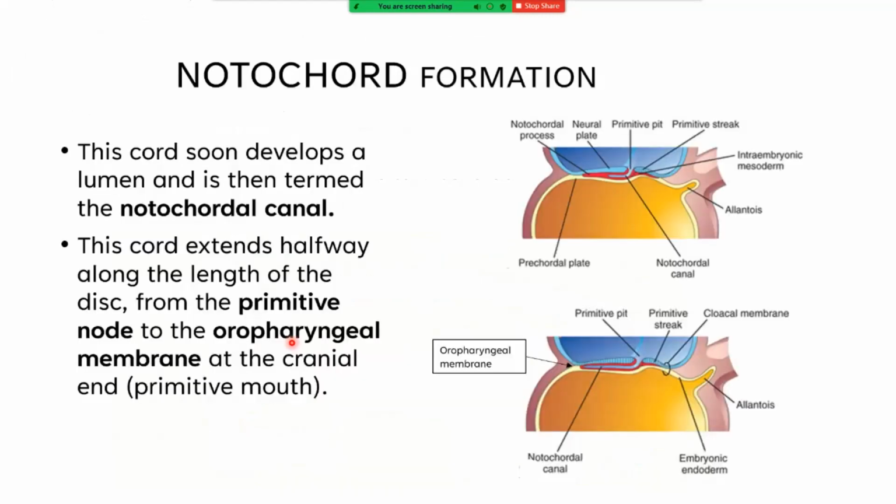This cord soon develops a lumen and is then termed the notochordal canal. So this is the notochordal process. The canal developed within the notochordal process is known as the notochordal canal. This cord extends halfway along the length of the disc from the primitive node to the oropharyngeal membrane at the cranial end. This is the oropharyngeal membrane. This is the notochordal canal.